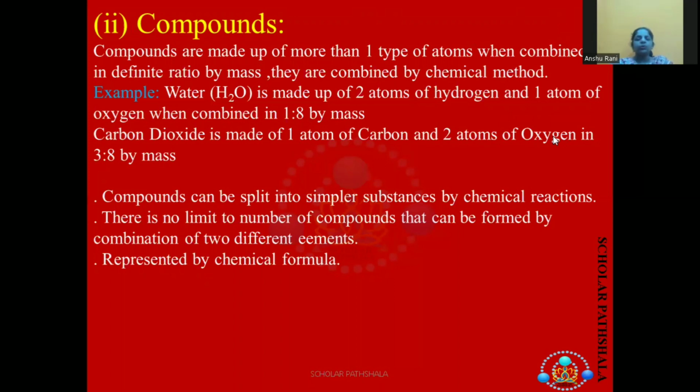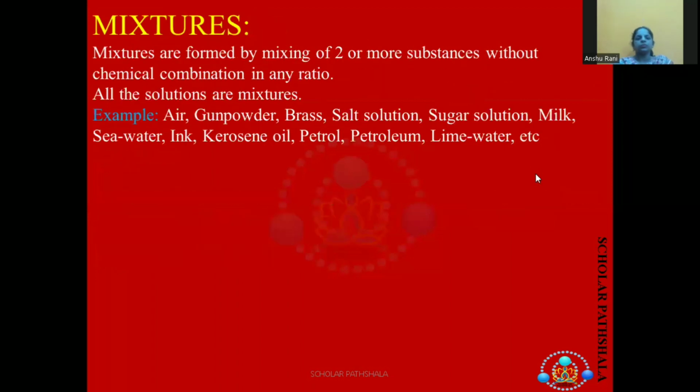You can take water from anywhere. You can take water from a river, from a canal, from India or from Australia. This ratio will not change. This ratio will always be 1:8. So irrespective of the source from where you are taking water, this ratio will not change. In a compound, elements always combine in a fixed ratio by mass, and this ratio will not change.